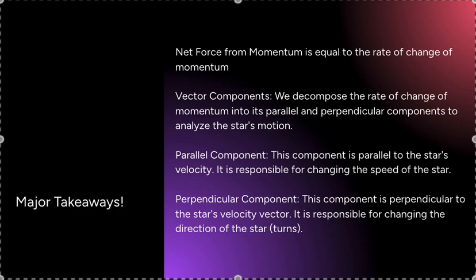In terms of the major takeaways of our project, a key part of part 1 was decomposing the rate of change of momentum into its components. We have the parallel component, which was the component that was parallel to the star's momentum or velocity and was responsible for changing the speed or magnitude of the star's momentum. We have the perpendicular component, which was responsible for the direction of the star's momentum, causing orbital curvature.